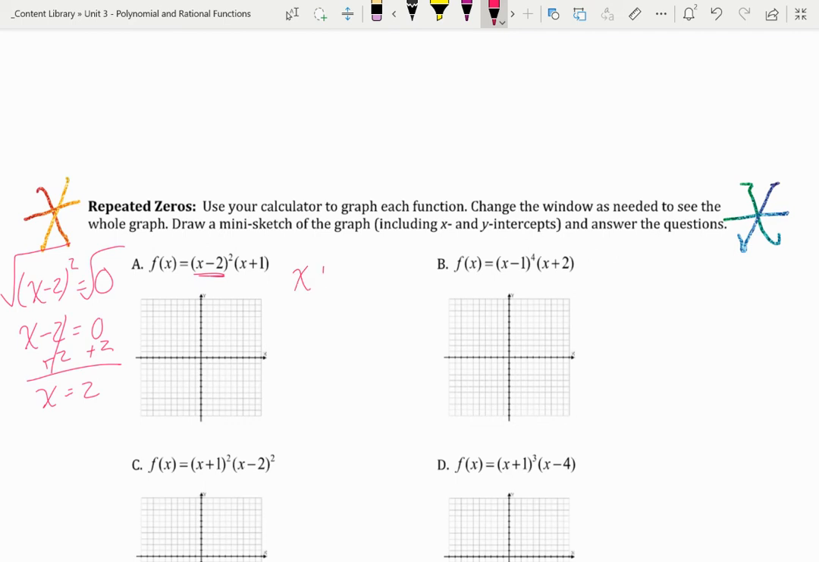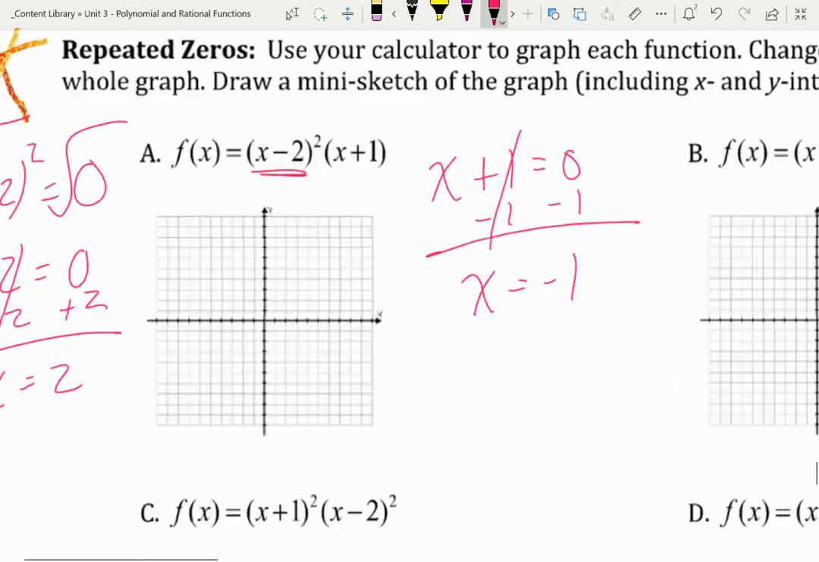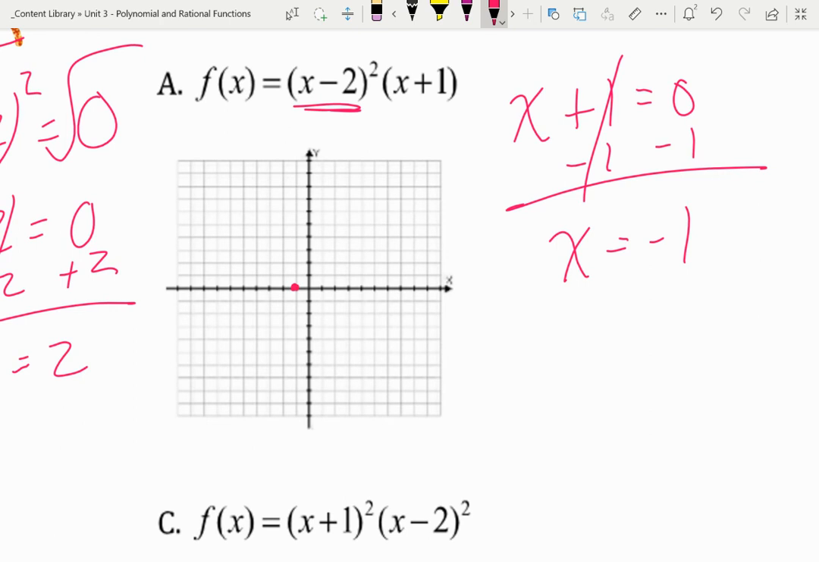On the other side, we get x plus 1 equals 0. Subtract the 1. We get x equals negative 1. So when we graph these, at negative 1, the graph is going to go through it. And at positive 2, it's going to bounce. So it's going to look something like this. I'm just going to make it general. So it goes through here. And it bounces here. Okay.